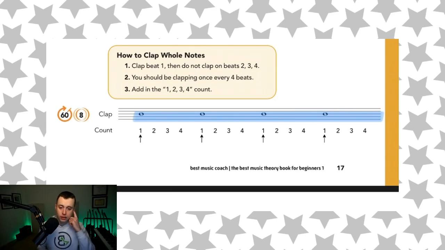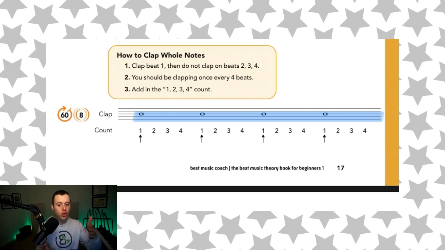Okay, getting the speed. I know when the next one's going to be. Counting. 1, 2, 3, 4. 1, 2, 3, 4. Second one. 1, 2, 3, 4. Third one. 1, 2, 3, 4. Fourth one. 1, 2, 3, 4.